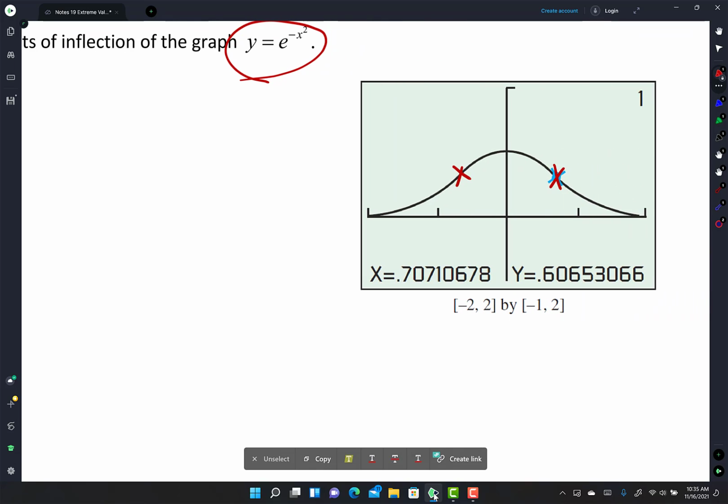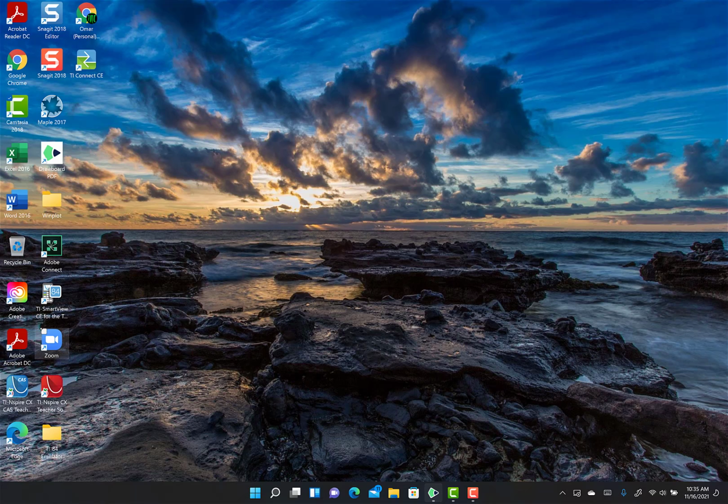You're going to need a calculator. Do you guys have your calculator? Every time you get a chance to use your calculator, let's use it.